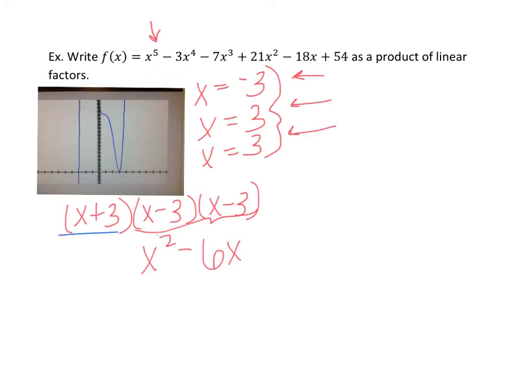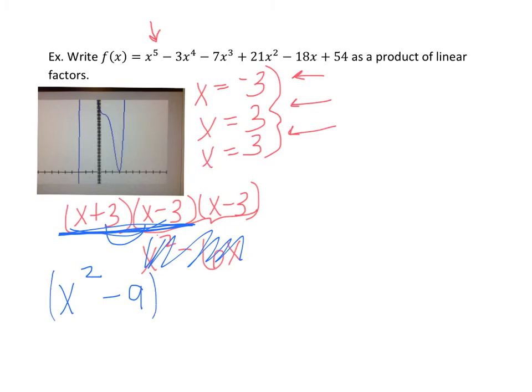I'm going to multiply these two together first, because my outer and my inner will cancel each other out. So let's get rid of that. This is going to make x squared minus 3x plus 3x cancels each other out, minus 9. Now I only have to multiply that by x minus 3, and that's going to give me x cubed minus 3x squared minus 9x plus 27.